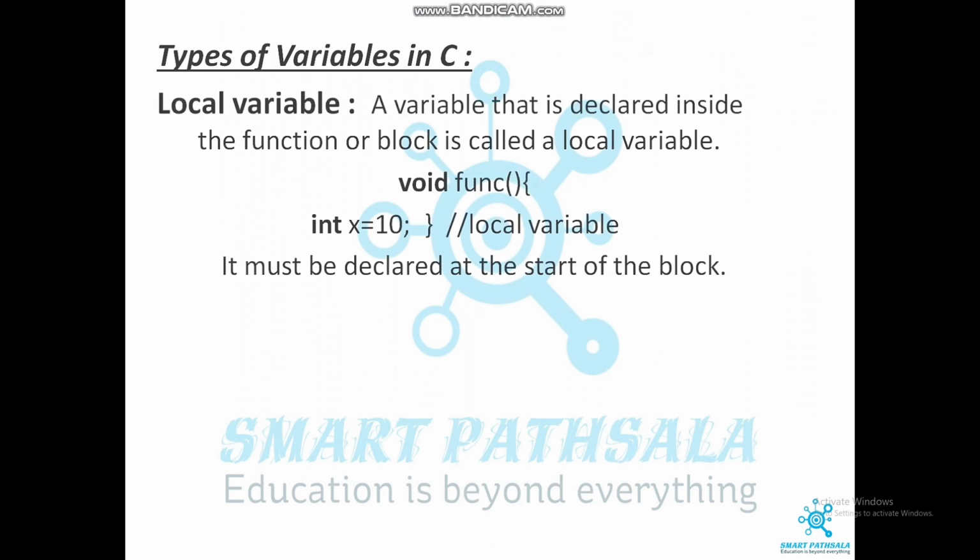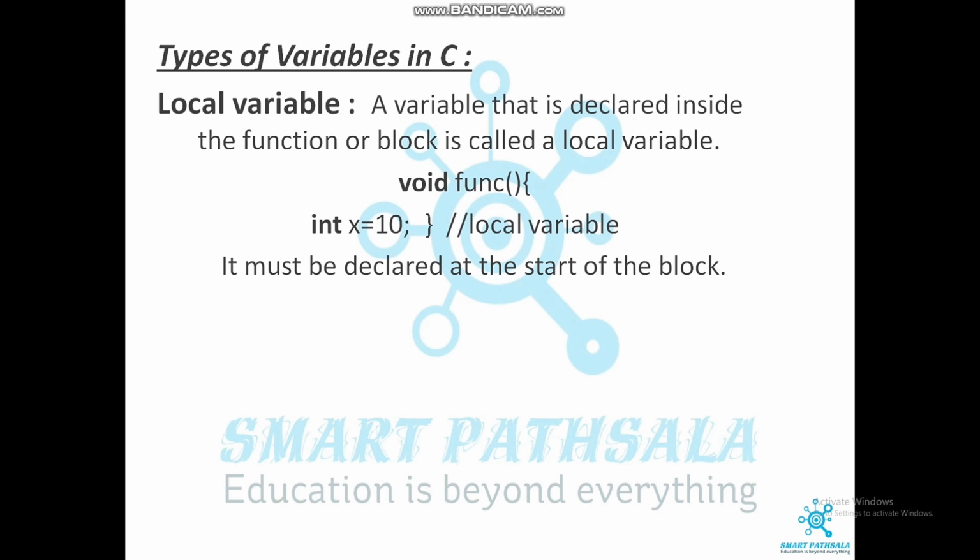Next, what are the types of variables? First is the local variable. Now, what is a local variable? A variable that is declared inside the function or block is called a local variable. That means any variable that has been declared inside a function is a local variable.